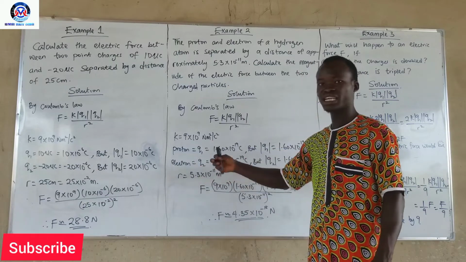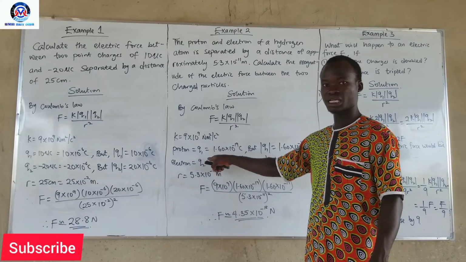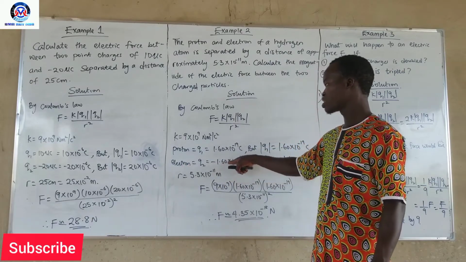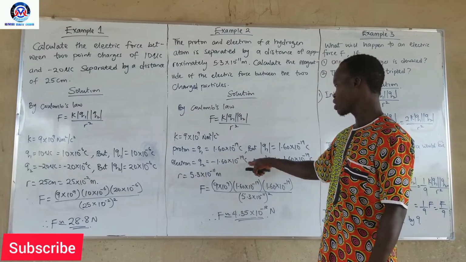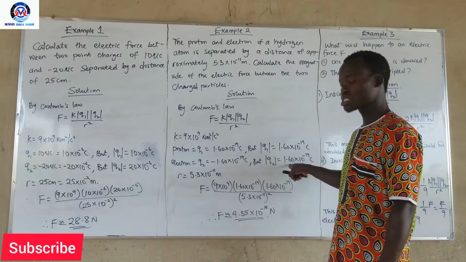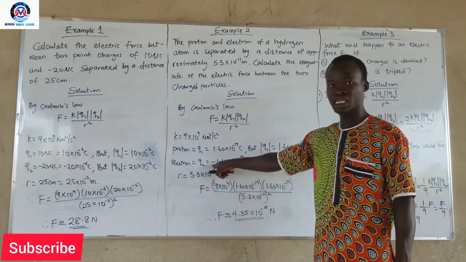And the electron is a negatively charged particle. They have the same magnitude, but they are opposite in sign. So that's why we have that Q2, the electron, is minus 1.60 times 10 raised to the power minus 19 coulomb. But when you take the magnitude of Q2, it will just be 1.60 times 10 raised to the power minus 19 coulomb. You will do away with the negative sign.